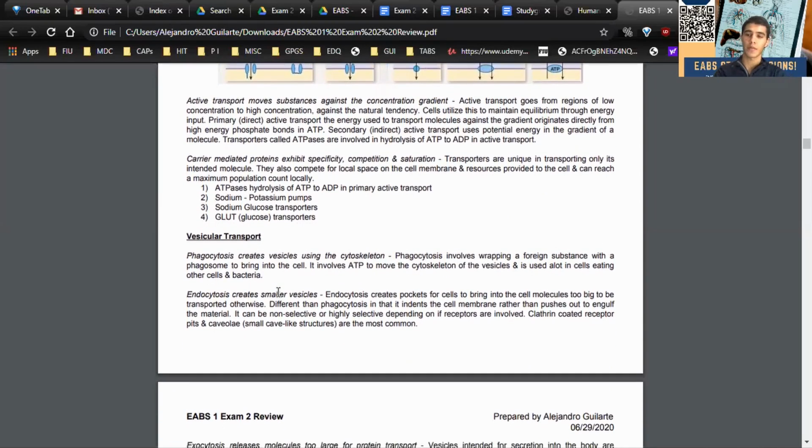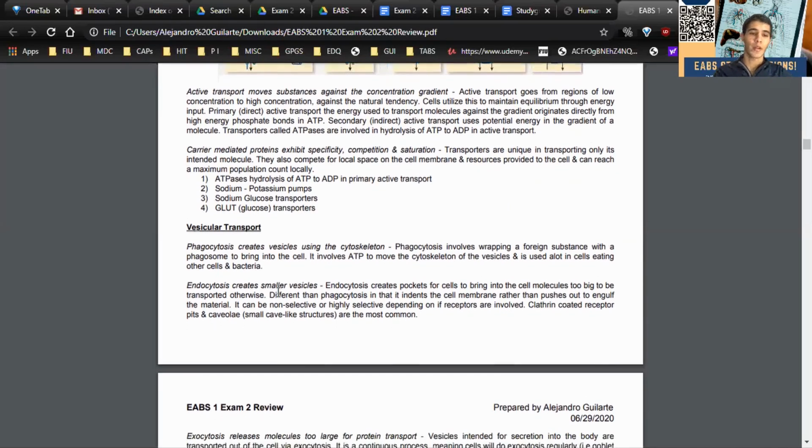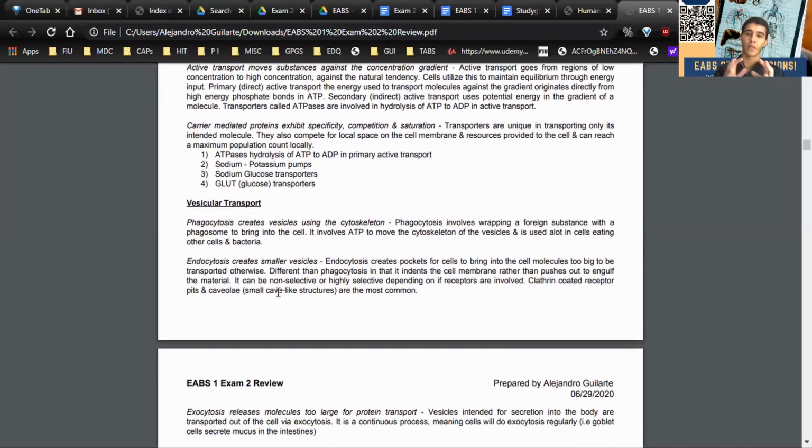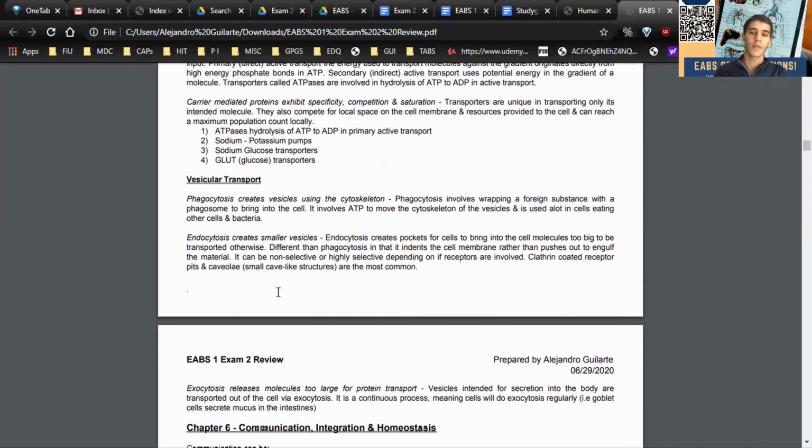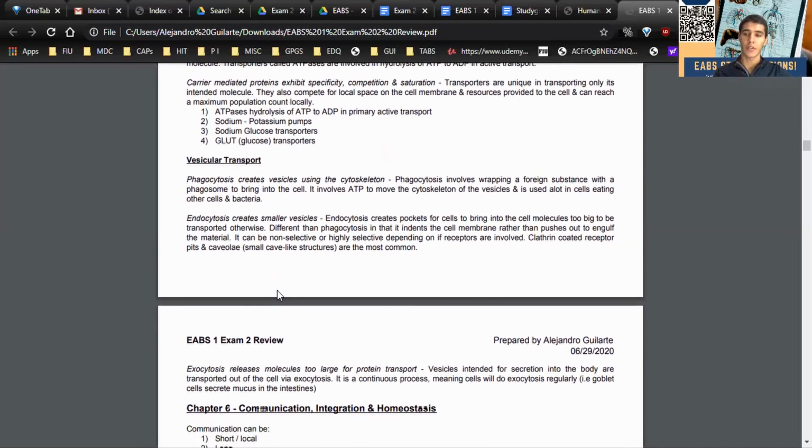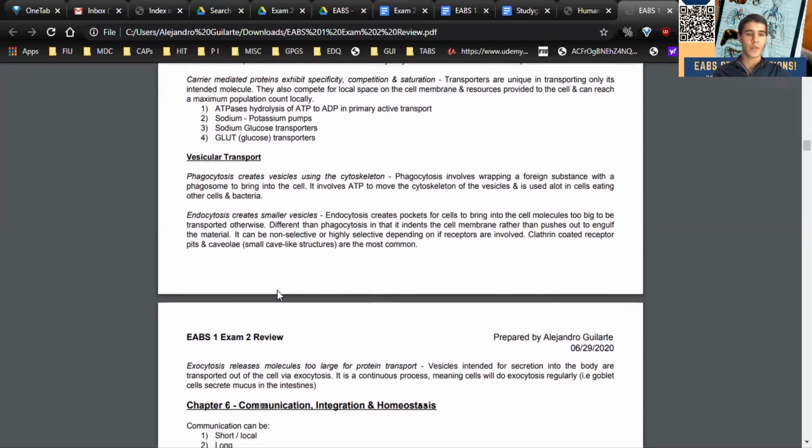So when a component might be too big to do either of those things, there are other ways to transport the component through vesicular transport. So vesicles are like pockets of the cell membrane that either indent inward or indent outward and create an extension of the plasma membrane to allow these components into the cell or out of the cell.